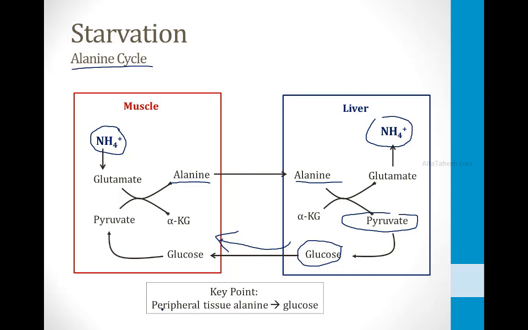So the key point here is that peripheral tissue alanine, coming from muscle cells, is being used to generate glucose in the plasma to maintain the plasma blood sugar level during a state of starvation.